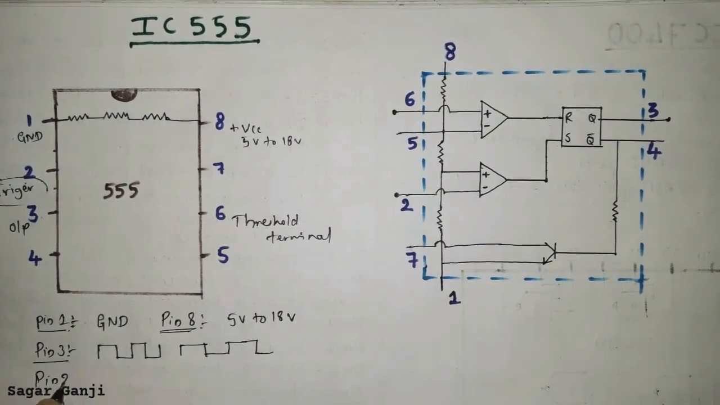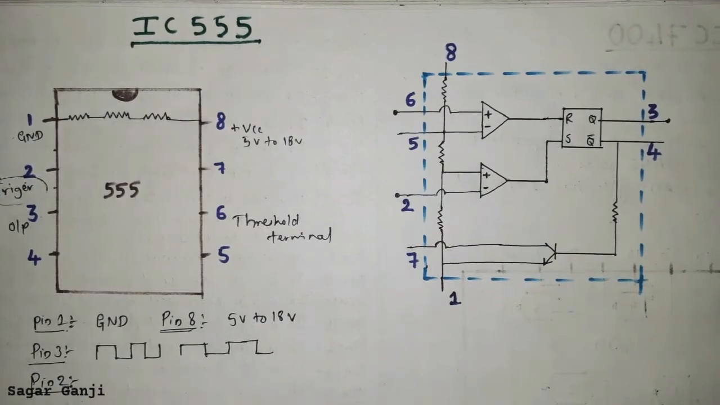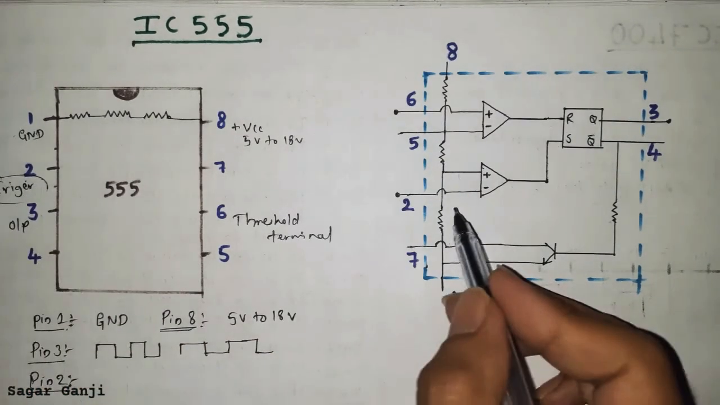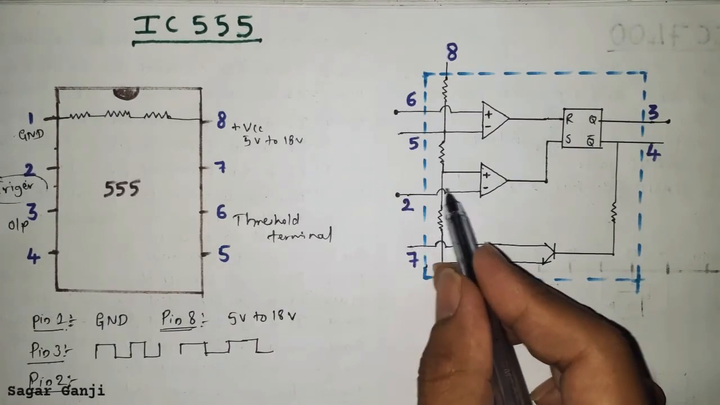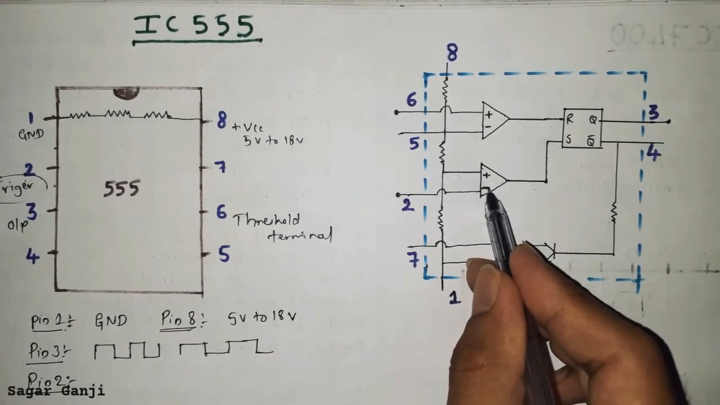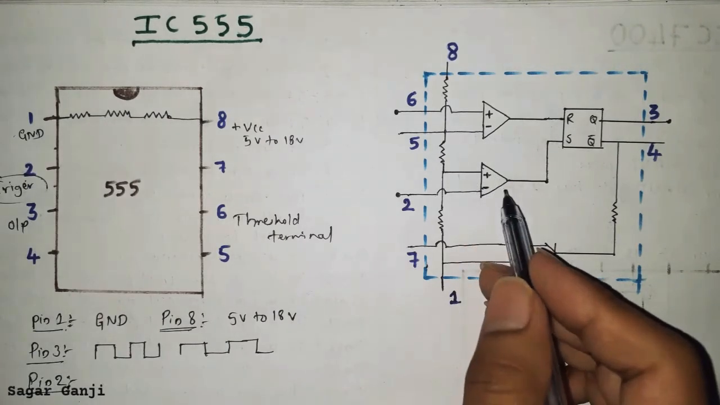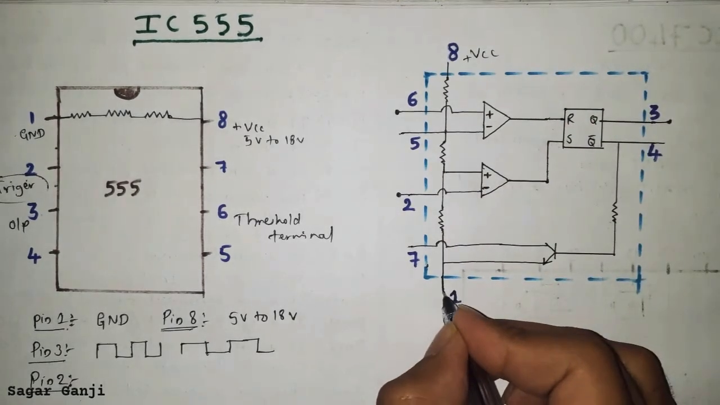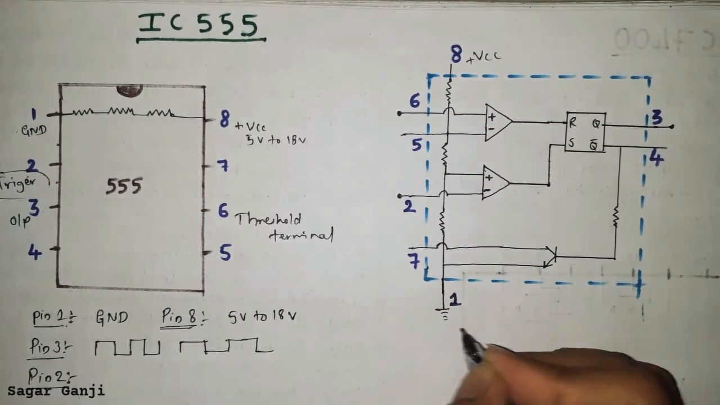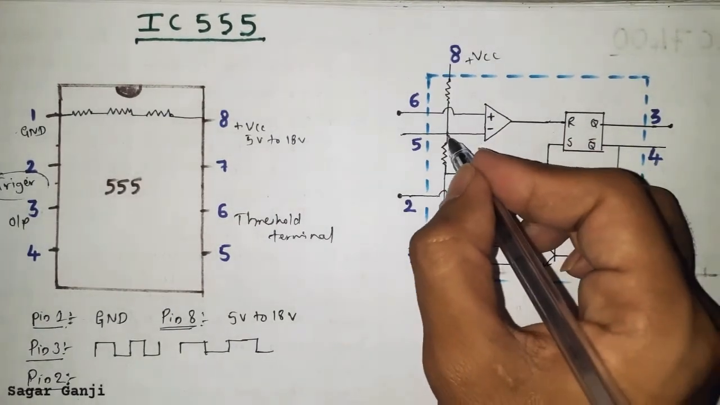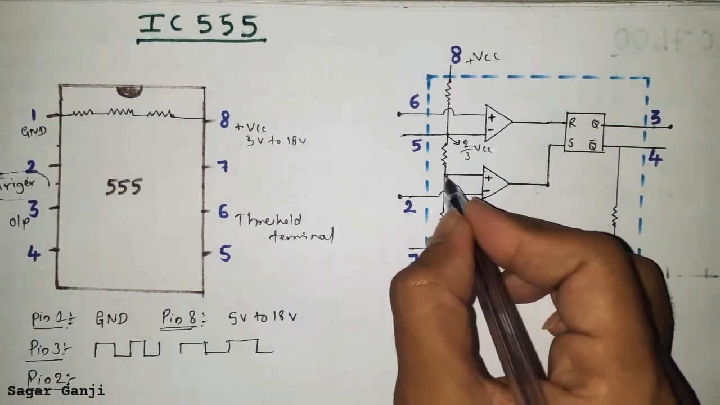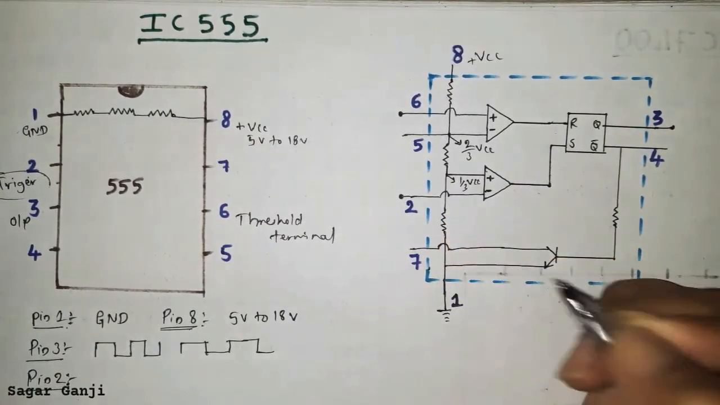Let us see the function of pin number 2. It is connected to the inverting terminal of the comparator. Here you can see in the block diagram, pin number 2 is internally connected to the inverting terminal of the comparator. At pin number 8 we apply plus VCC, and at pin number 1 we connect it to ground. So if we calculate the voltage at this point, it will be 2 by 3 VCC, and the voltage at this point will be 1 by 3 VCC.